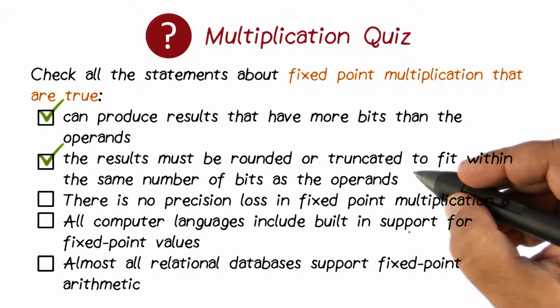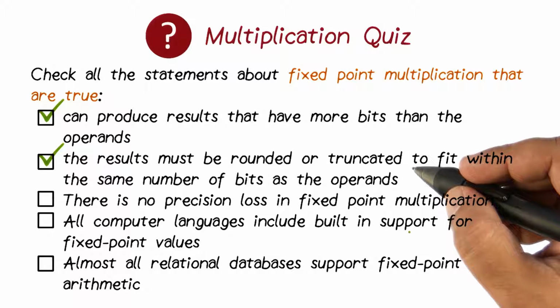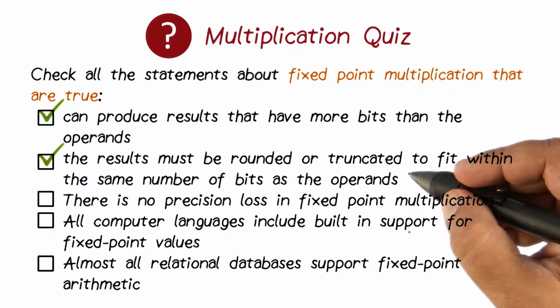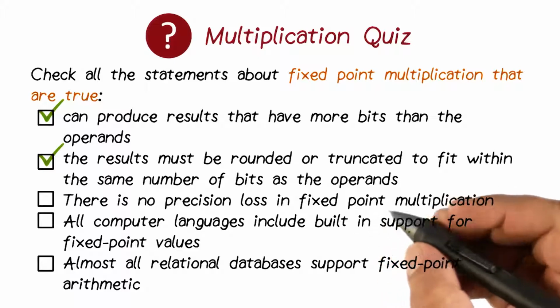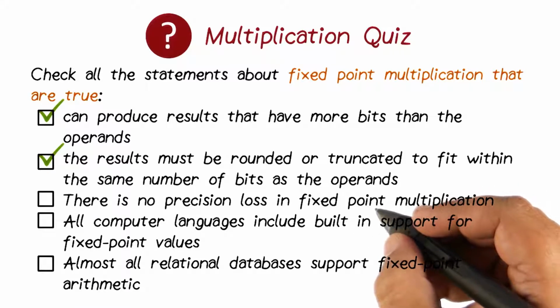That is of course true, which follows from the first statement. If the original result is large, which is 32 bits, it must be rounded or truncated to fit within the 16 bits. The next statement: there is no precision loss in fixed point multiplication. Now, of course, this statement is false.